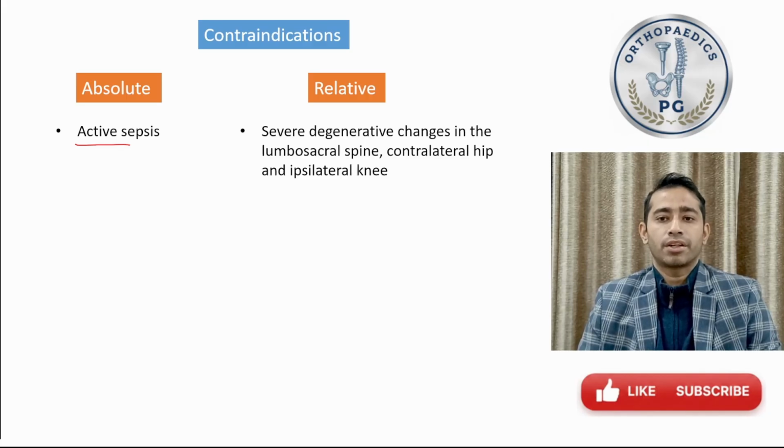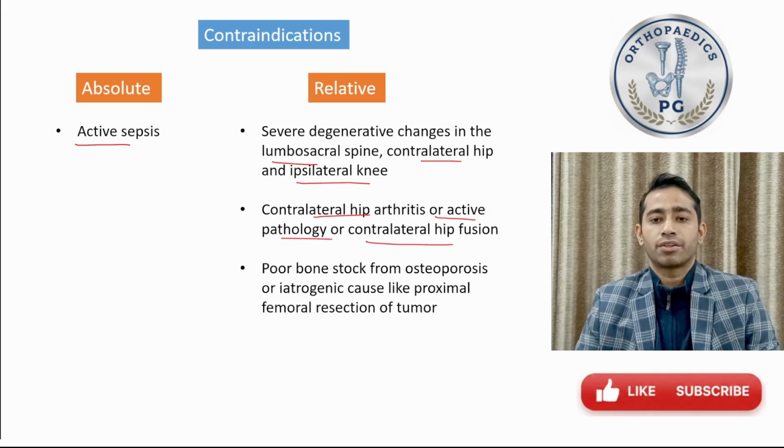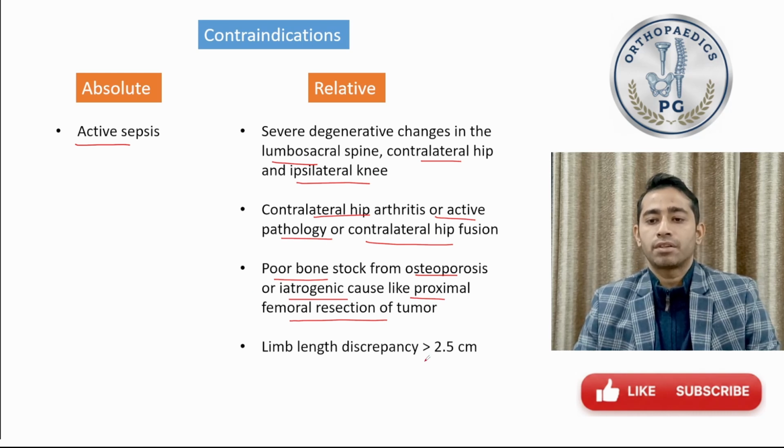The relative contraindications are severe degenerative changes in the lumbosacral spine, contralateral hip, and the ipsilateral knee. A contralateral hip arthritis or an active pathology of the contralateral hip or a contralateral hip fusion also form a relative contraindication. Poor bone stock due to osteoporosis or iatrogenic cause like proximal femoral resection of tumor is also a contraindication of hip arthrodesis. A limb length discrepancy of greater than 2.5 cm is also a relative contraindication.